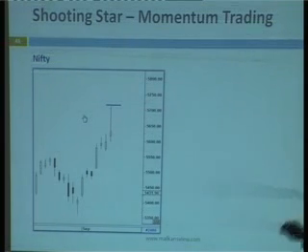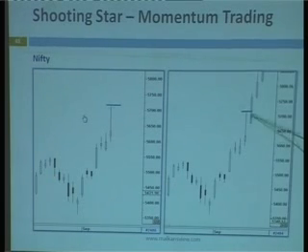Again, one shooting star after a strong rally. Now it's a strong shooting star with a big shadow. So I normally assume it's going to a downtrend, or at least not going to an uptrend for sure, and it happens to be, and then it calls for a momentum trade.